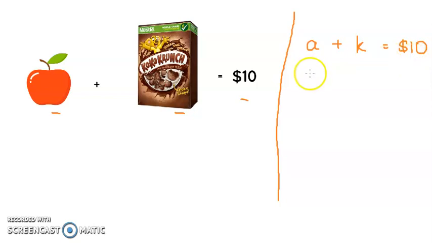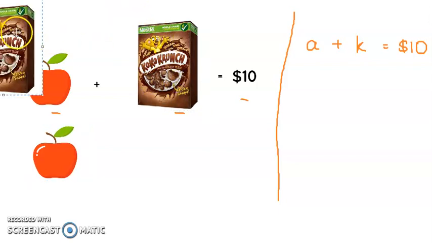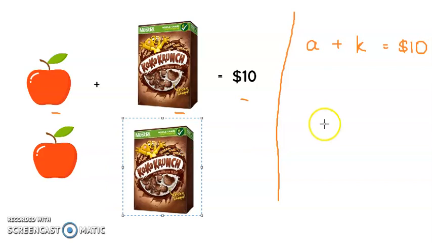What if I ask you, how much would two apples and two Cocoa Crunch cost? How much would two apples and two Cocoa Crunch cost? Let's think about it. I need to draw another apple. I want two apples and another Cocoa Crunch. How much would it cost?